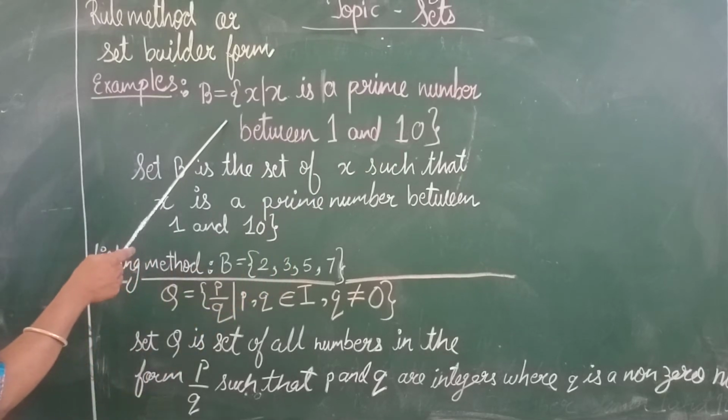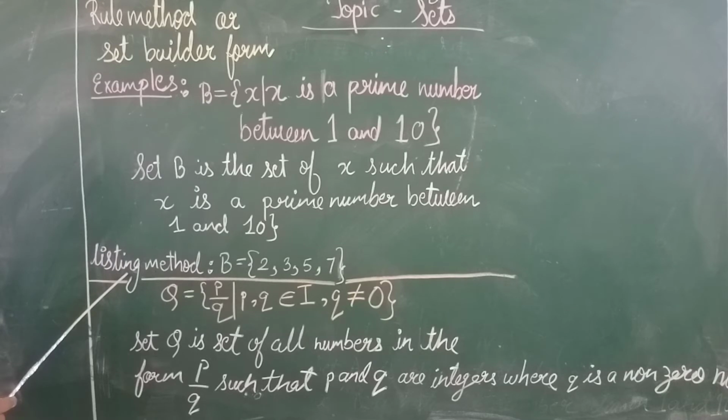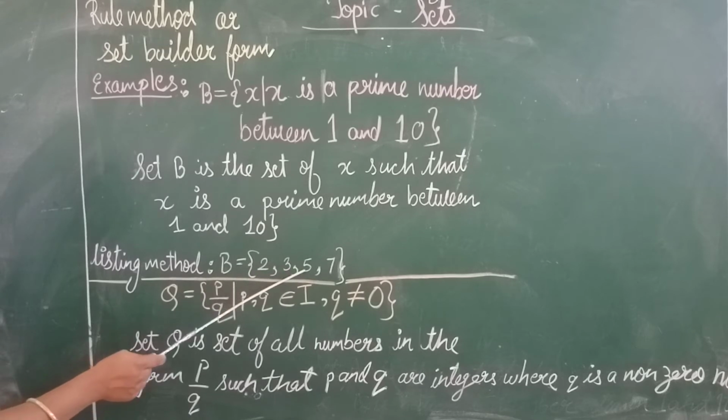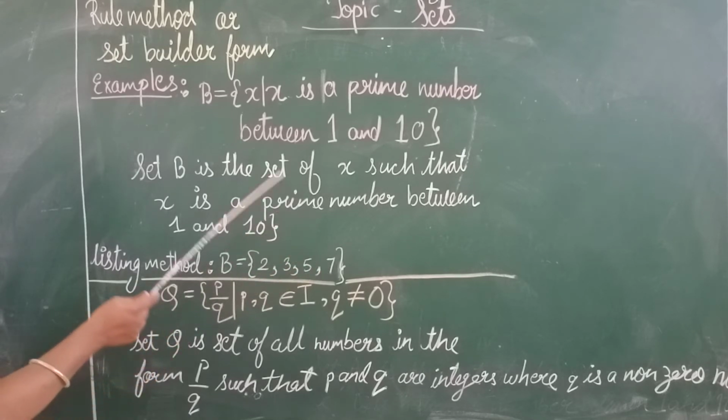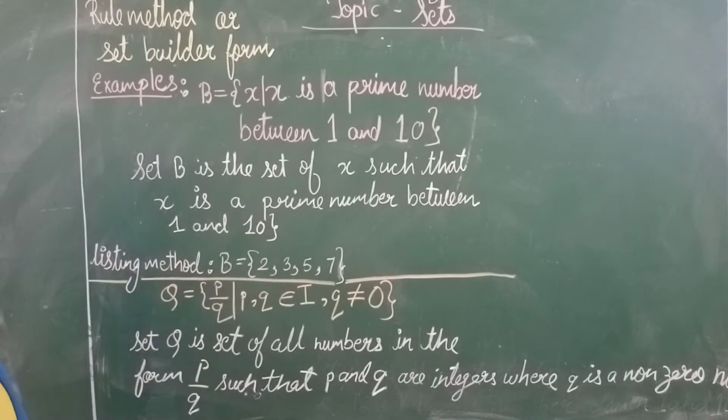This rule method can be written in the listing method in this way. B is the set of the numbers 2, 3, 5 and 7. What are prime numbers? Prime numbers are those which are divisible only by themselves and 1. Or in simple language, prime numbers are those which come in their own table.